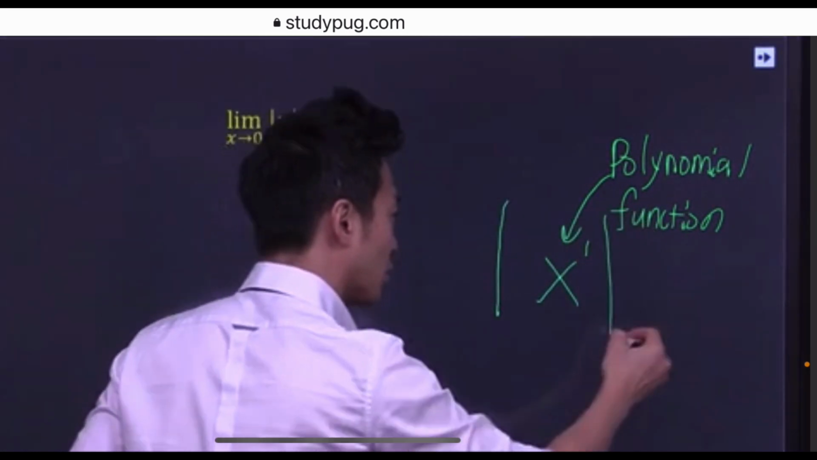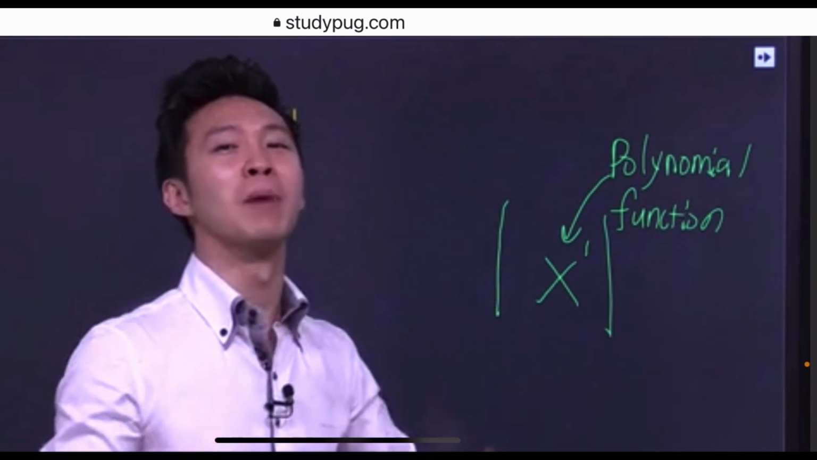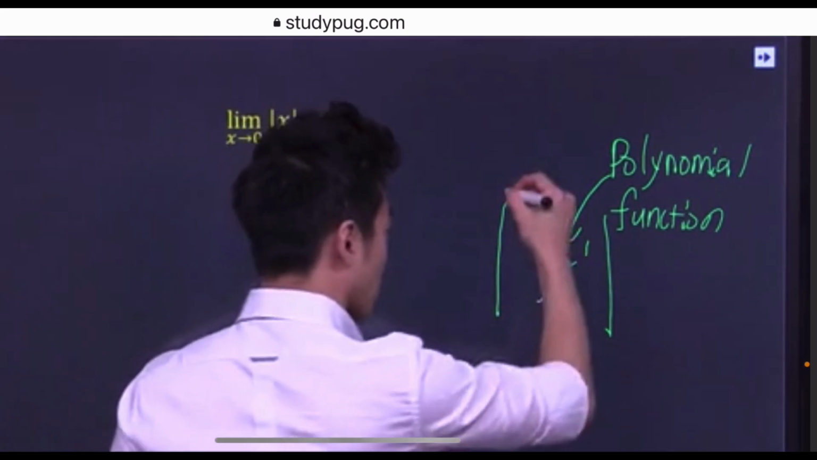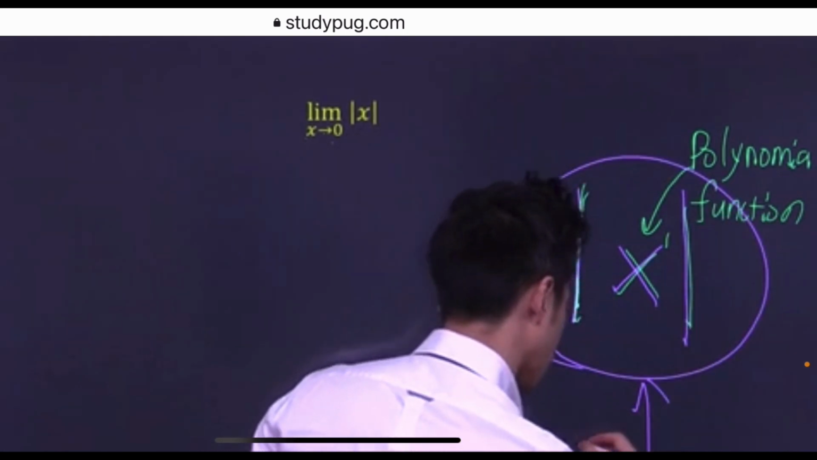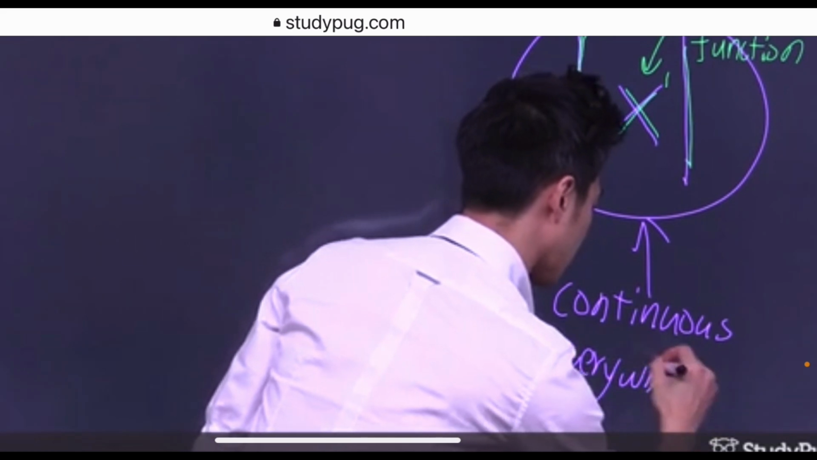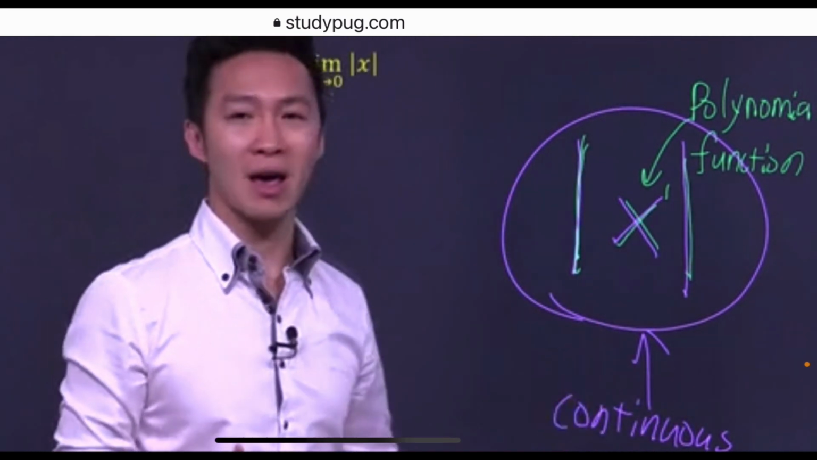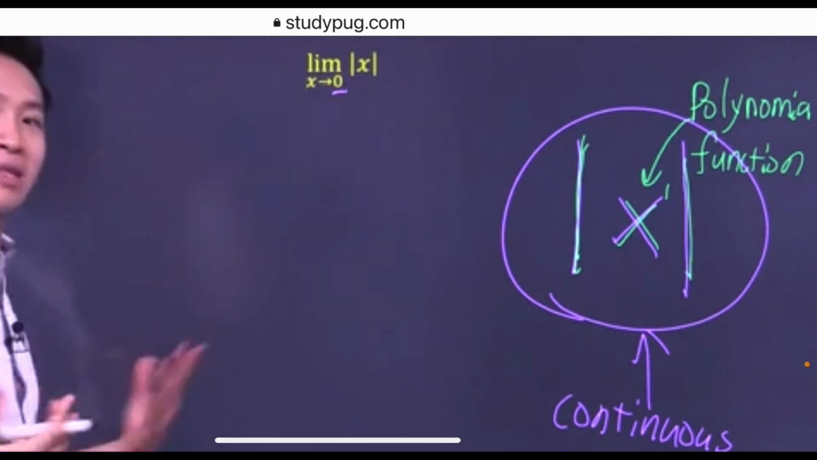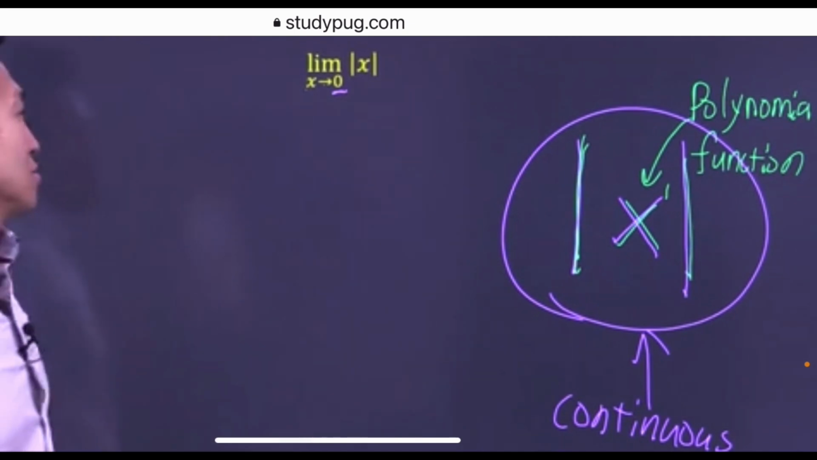Now, if we take the absolute value of a continuous function, then the absolute value function must also be continuous. So the function absolute value of x is continuous everywhere. Because if you take the absolute value of a function that's continuous everywhere, then the absolute value function must also be continuous everywhere. Which means the absolute value of x must be continuous at 0. Now, if the function is continuous at the x value we are interested in, that means we can apply direct substitution to evaluate the limit.